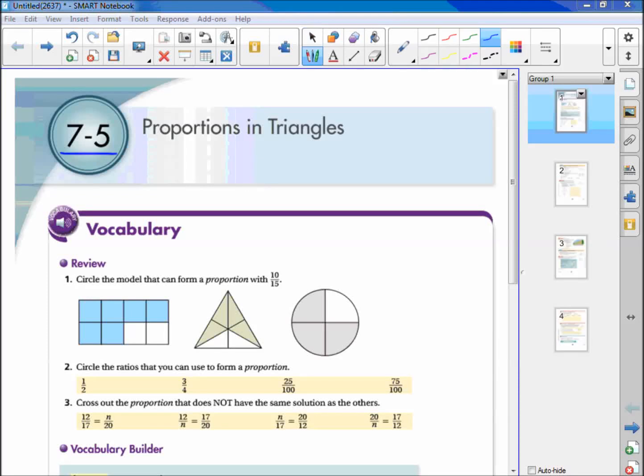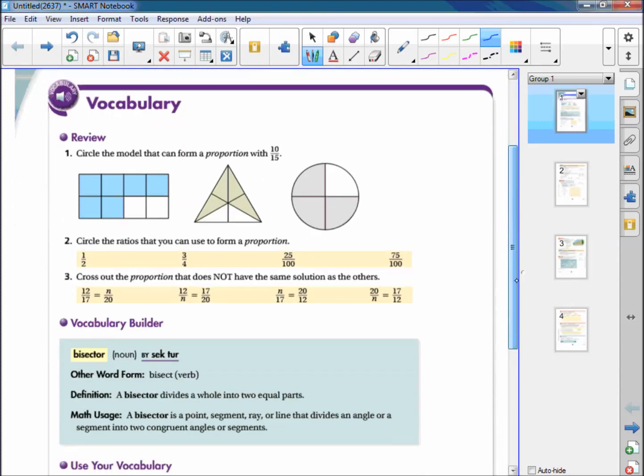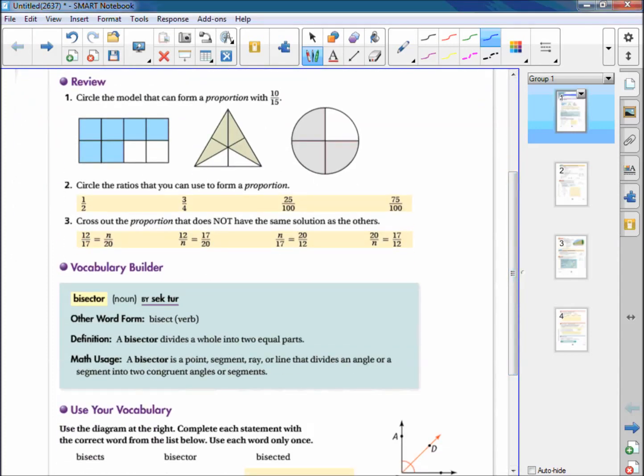Today we're covering section 7-5, proportions in triangles. All right, so vocabulary, we've got some review here. Circle the model that forms a proportion with 10/15. So this ratio 10 to 15 reduces to 2 to 3, so we're going to use that. That's probably easier for us to work with.